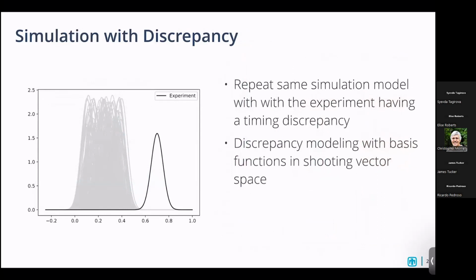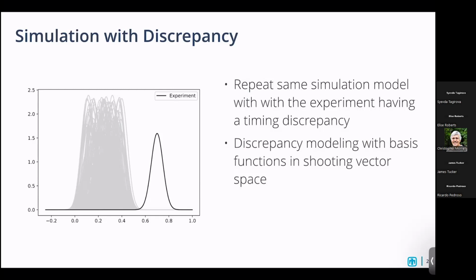This is a common thing. So we're going to repeat the same simulation, with the same simulation model, with the experiment having a timing discrepancy. So here on the left, we have our gray computer runs. They don't cover our experiment due to a timing error, which here we have a timing shift to the right. Now there's a couple ways you could handle this. You could remove the shift if you knew it. That would also be one.